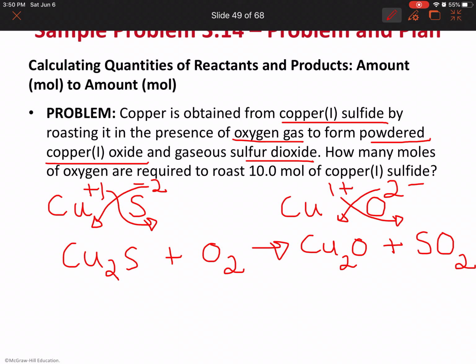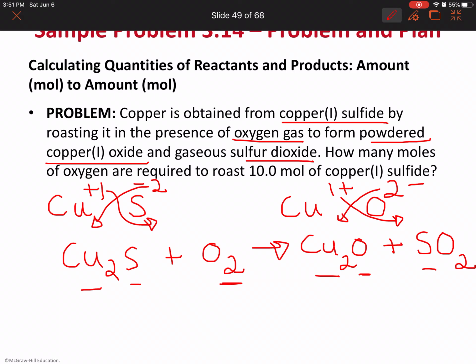So there are 2 copper, 2 copper. Oh, it's not balanced. You see, copper is balanced. There are 2 copper, 2 copper, 1 sulfur, 1 sulfur. What about oxygen? There are 2 oxygens here, and on the right side you have 1 oxygen here and 2. So there are 3 oxygens on the other side. So how do we balance it?